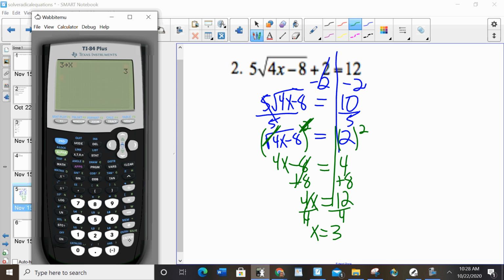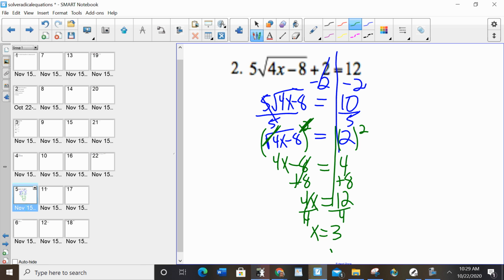I'm going to type in the left-hand side, 5 radical 4x minus 8. To get out of the radical, I hit the right cursor, plus 2. 12, the right-hand side is 12, so this one does check. And that's your answer. Now, you don't have to do the check in the calculator. You can do it by hand, but I like to just do it in the calculator just so I can get my check done and move on.